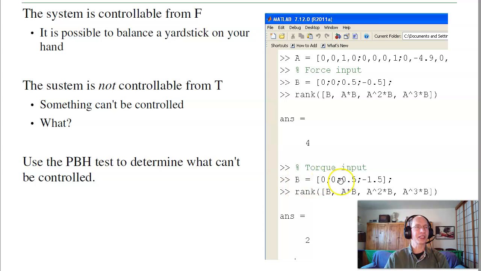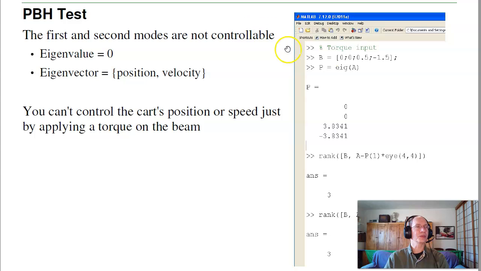So to find out, here's my B matrix, the B corresponding to the torque. What's the rank of B, AB, A squared B, A cubed B? The answer is 2. 2 modes are not controllable from the torque input. Turns out these are the poles at 0. And I can find that with the PBH test.